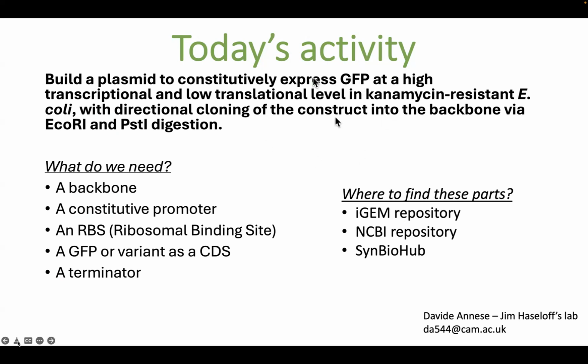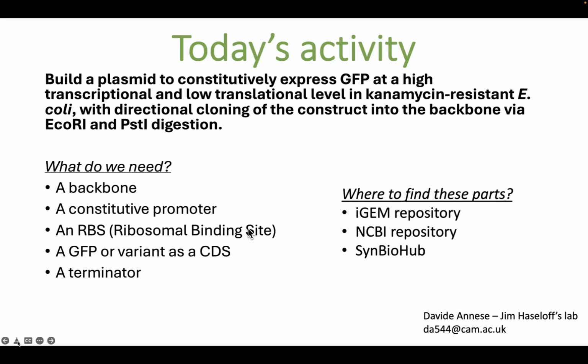To achieve this objective we're going to need a backbone, obviously, which is going to entail the kanamycin resistance and the origin of replication, which controls the number of copies that is usually inside the bacteria. We're going to need a constitutive promoter because that's the objective. So we want to constitutively express our protein. We're going to need an RBS, which is a ribosomal binding site, and it's the point at which the ribosome binds to the mRNA and starts the translation into protein.